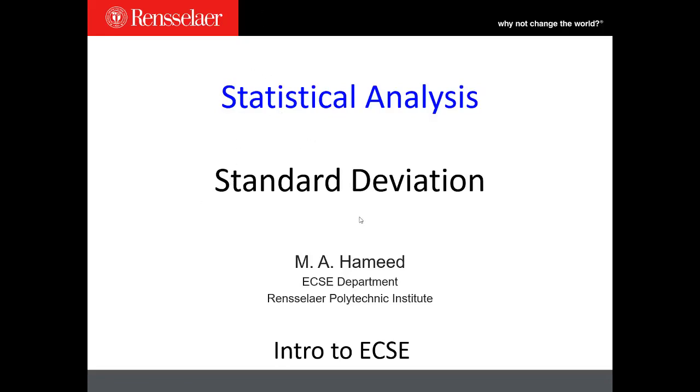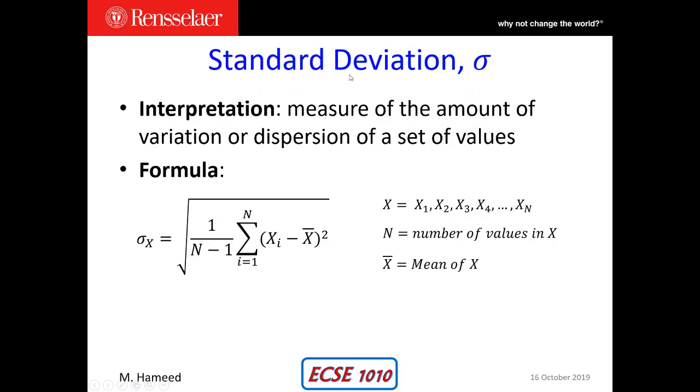Okay, so in this video we'll talk about another statistical analysis measure, which is standard deviation. So what is standard deviation? Well, it's a measure of the amount of variation or dispersion, also called spreading, of a set of values. So if a data set has values that are spread out, then the standard deviation of that data set is going to be high. And if the spreading is small, the variation in the data set values is small, then the standard deviation is going to be low.